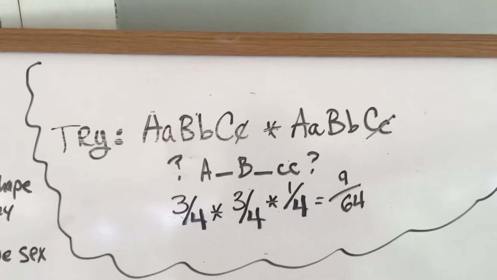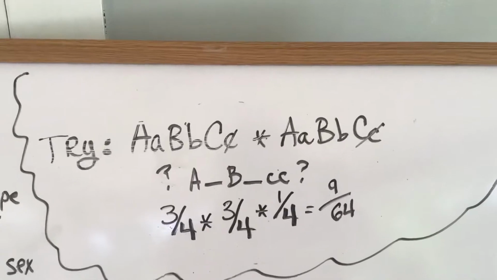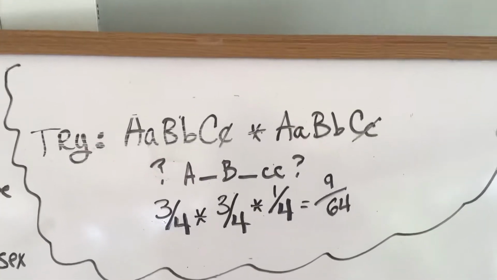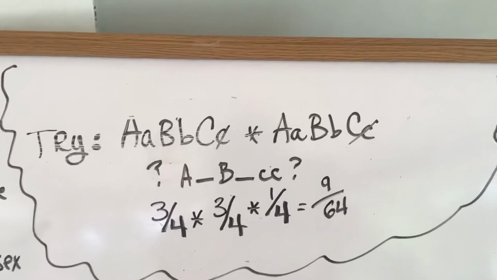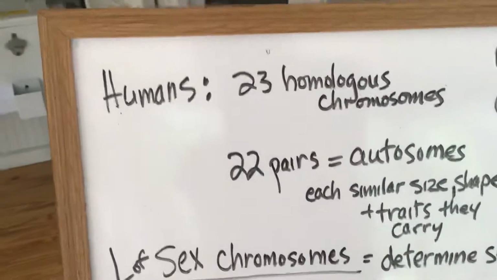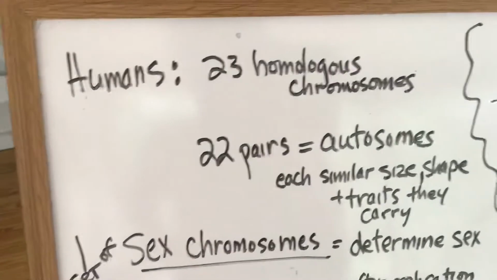So that's just the way you could do really large problems, as well as the ones that we did that have multiple trait crosses using probability. Now we're going to move into another idea, that is sex-linked traits. And we have to consider the chromosomes that are in humans. We have 23 homologous sets of chromosomes.